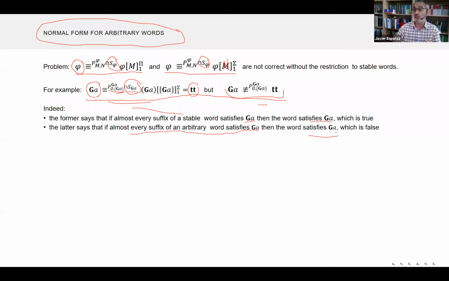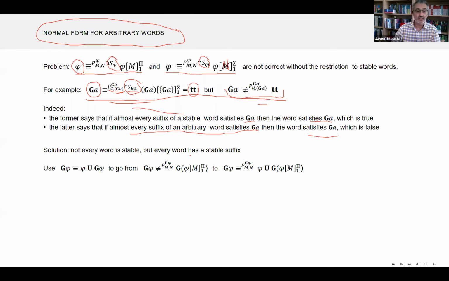For example, take the word BA, right? BA does not satisfy A everywhere, but it satisfies it almost everywhere. So that's essentially the problem we have. And now how can we overcome this problem? In fact, the solution I think is quite elegant. In fact, the solution is here.